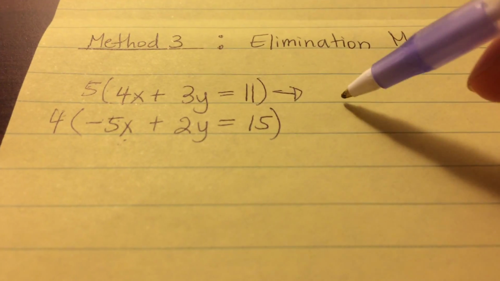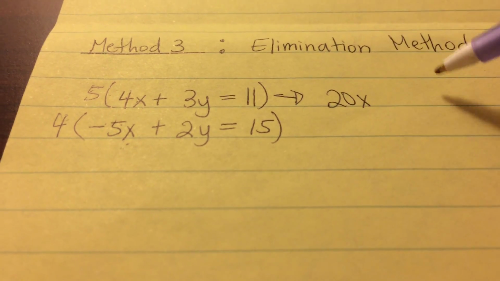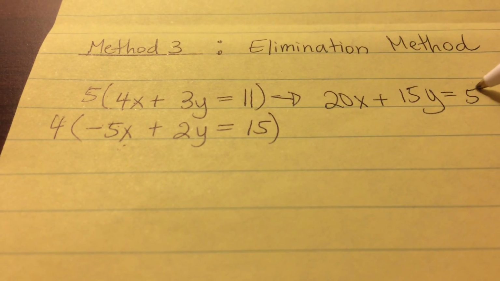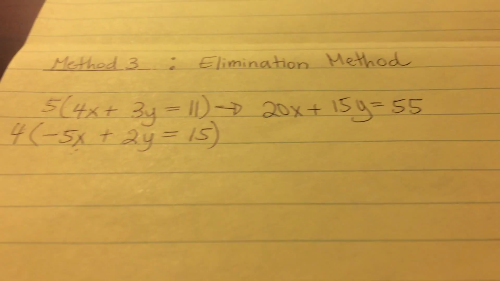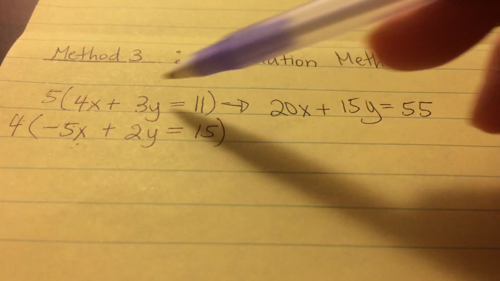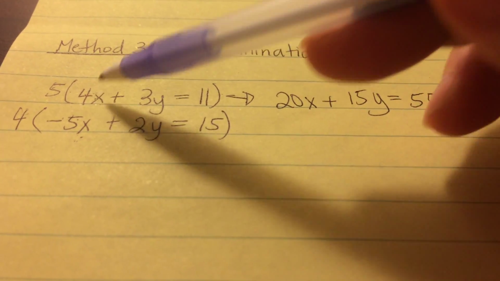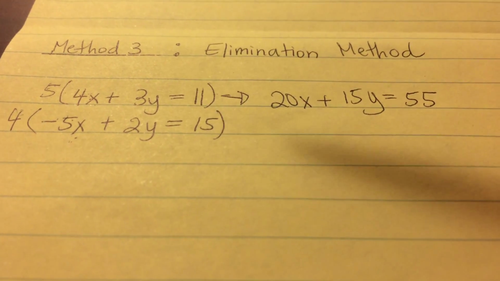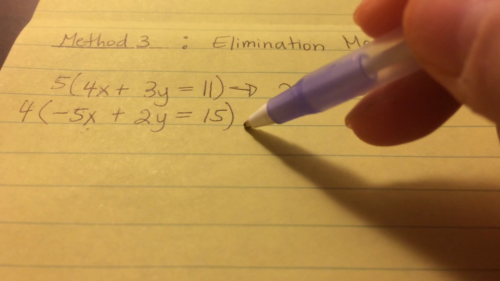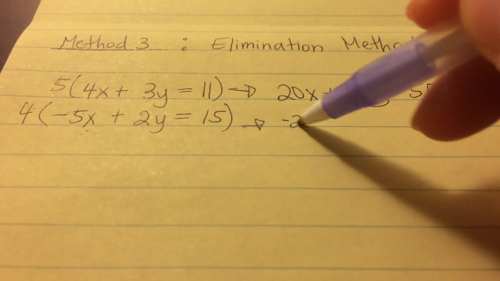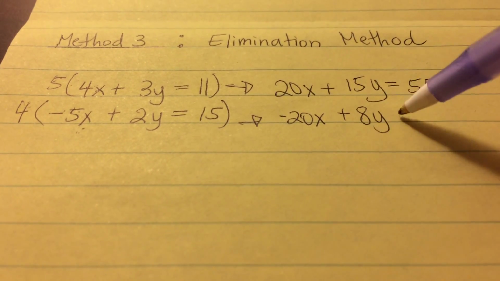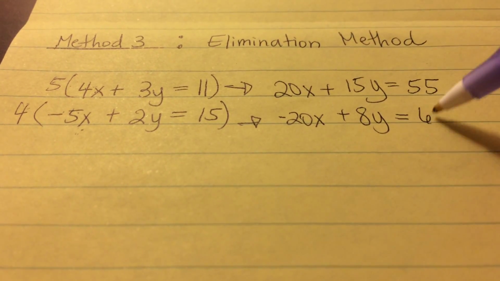Once I get the coefficient, we're going to go ahead and distribute that in. So we're going to get 20x plus 15y is equal to 55, because 5 times 11. Don't forget to distribute that last part. That's where a lot of people forget. They always remember these guys right here, but they always forget this last part, which then will give us a totally different number. Then distribute the 4 now. So that's going to give us -20x plus 8y is equal to 60.